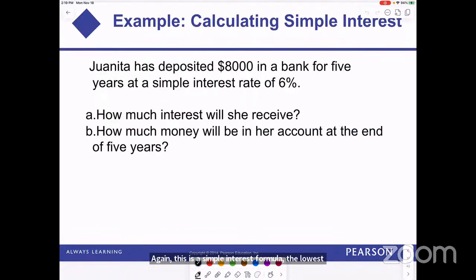So Juanita has deposited $8,000 into a bank account for 5 years at a simple interest rate of 6%. How much interest will she receive, and how much money will be in her account at the end of 5 years? Okay.